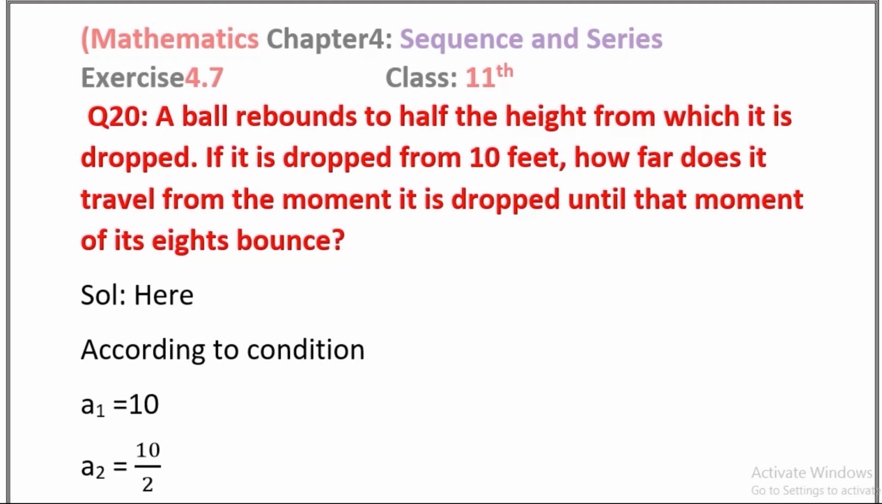Here, according to the condition, if it is dropped from 10 feet, it means the first term, that is A1, is equal to 10. How far does it travel from the moment it is dropped until the moment of its 8th bounce? So the ball rebounds to half the height from which it is dropped. So the second term, that is A2, is equal to half of 10, that is 10 divided by 2, which is equal to 5.